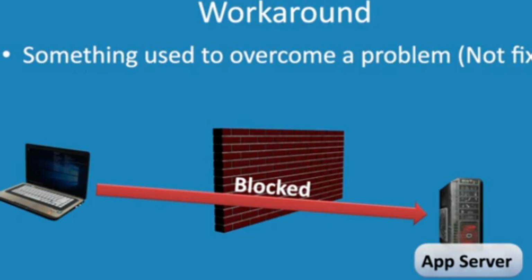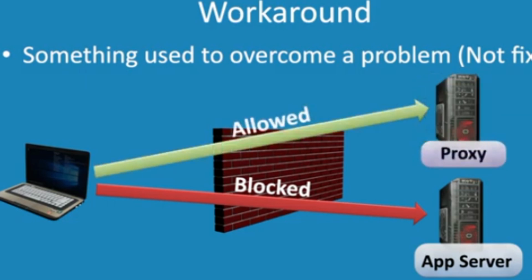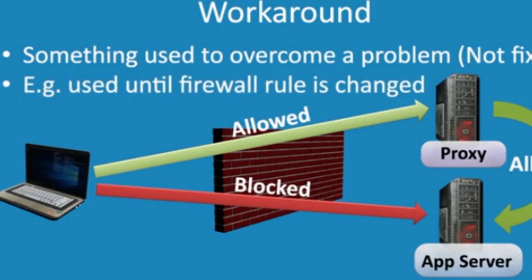In this example, the user's proxy server could be configured to a proxy server on the same network as the application server. As the proxy server is on the same network as the application server, the connection to the application server will be allowed. This workaround can be used until the firewall rule is changed. Using a workaround can also cause problems. In this example, the user's internet was also redirected to the proxy server, and thus their internet speed was slowed down, as it was not accessing the internet directly.